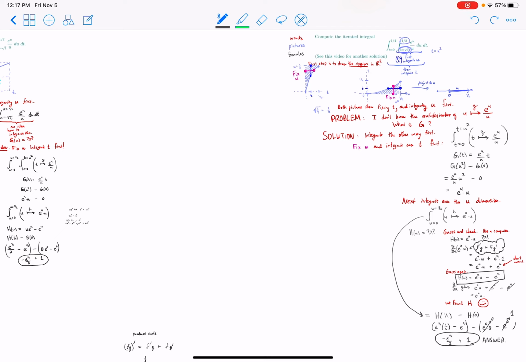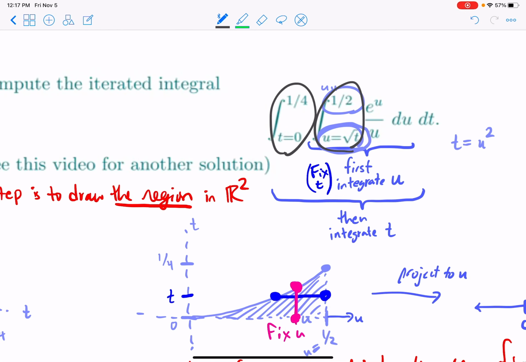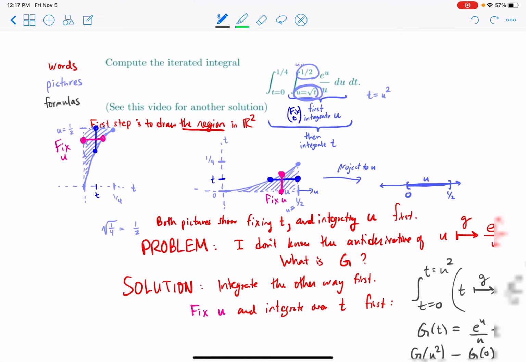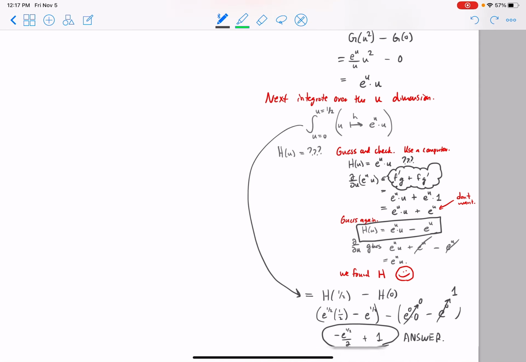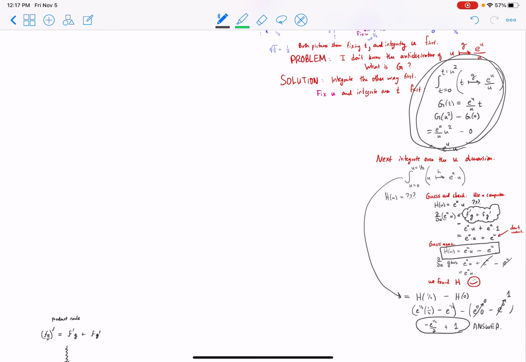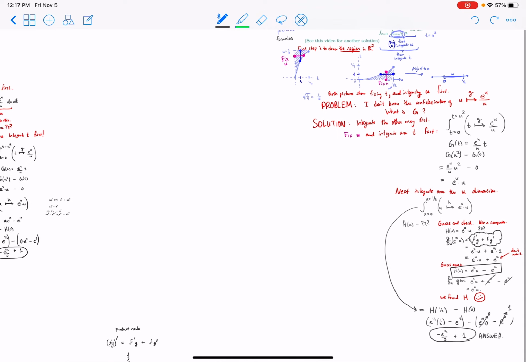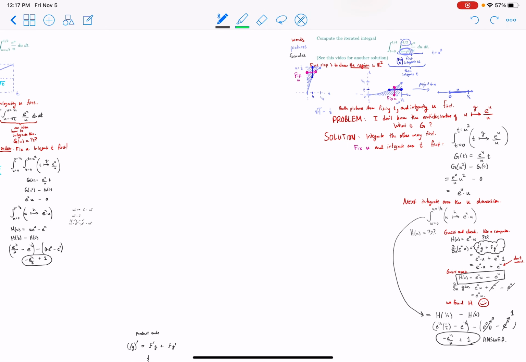Okay. So you see that it is beneficial to be able to slice in both ways. And so we had to change this and change this and get a completely different iterated integral, namely this one, where we first integrate t, and that was easy, and then we integrate u, and we were able to find our capital function that is the antiderivative in this case. Okay, great. That is all. All right, let's look at my other solution.